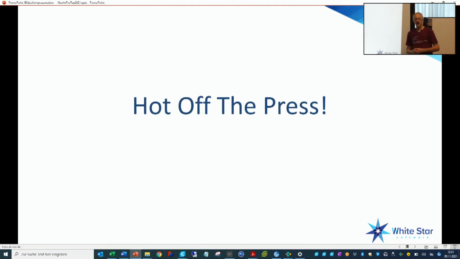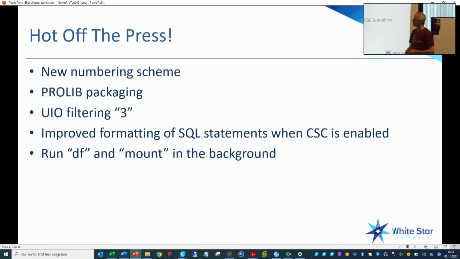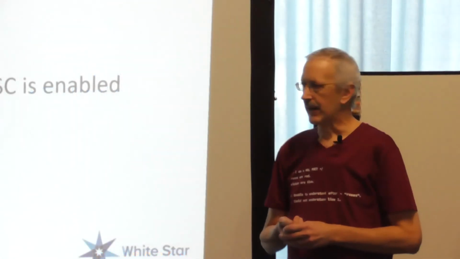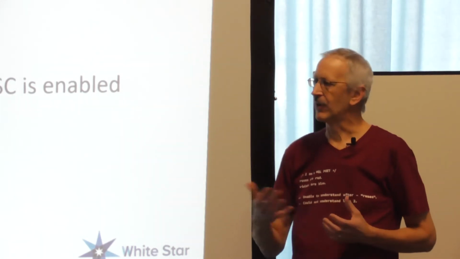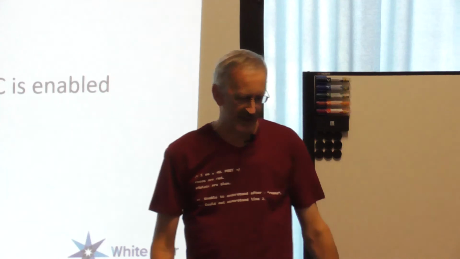Okay, so those were some of the older features that have been around a little bit longer. Here's some of the stuff that is hot off the press that we've just released relatively recently. We have a new numbering scheme. We've changed the packaging. We're now packaging ProTop in a bunch of ProLibs instead of individual discrete R code. We have a new filtering capability on the user I/O information. And we've improved the formatting of the SQL statements when you look at the client statement cache. And also the df and the mount commands are running in the background rather than in the foreground. So if you have a hung file system, those data collectors don't also hang.